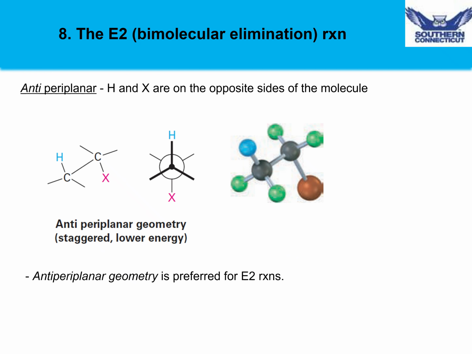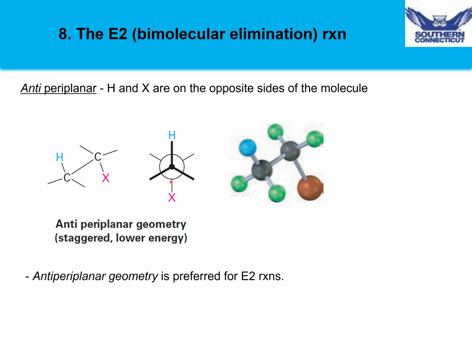The favored or the required geometry for an E2 reaction is the anti-periplanar geometry. That is when the hydrogen and the leaving group that we're eliminating are on opposite sides of the molecule. They are periplanar, meaning in the same plane, but they're on opposite sides of the molecule. So this is referred to as anti-periplanar geometry. If we look at the Newman projection, we can clearly see that the hydrogen and the X group are on opposite sides of the Newman projection.